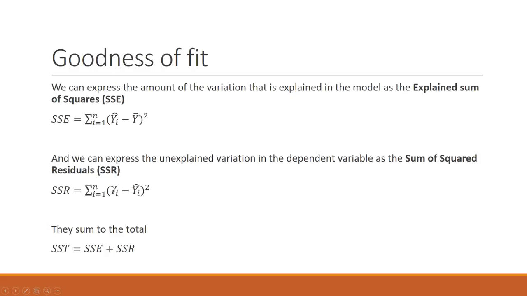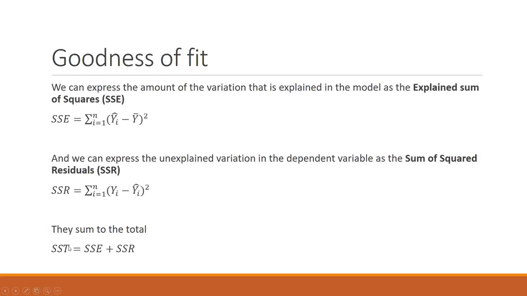We're looking at the residual, the difference between each individual observed dependent variable value and the predicted dependent variable, squared and then summed up. SSR is a measurement of how much of the variation in the dependent variable is not explained by the model. SSE is a measurement of how much of the variation in the dependent variable is explained by the model. They sum to the total, so SST equals SSE plus SSR.